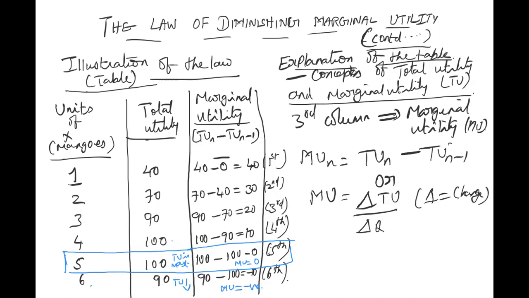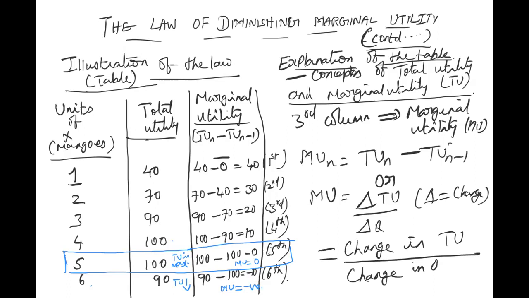Okay, that means change in total utility divided by change in quantity. This is another formula. Any formula can be applied, the result will be the same. For example, let us take the third mango.